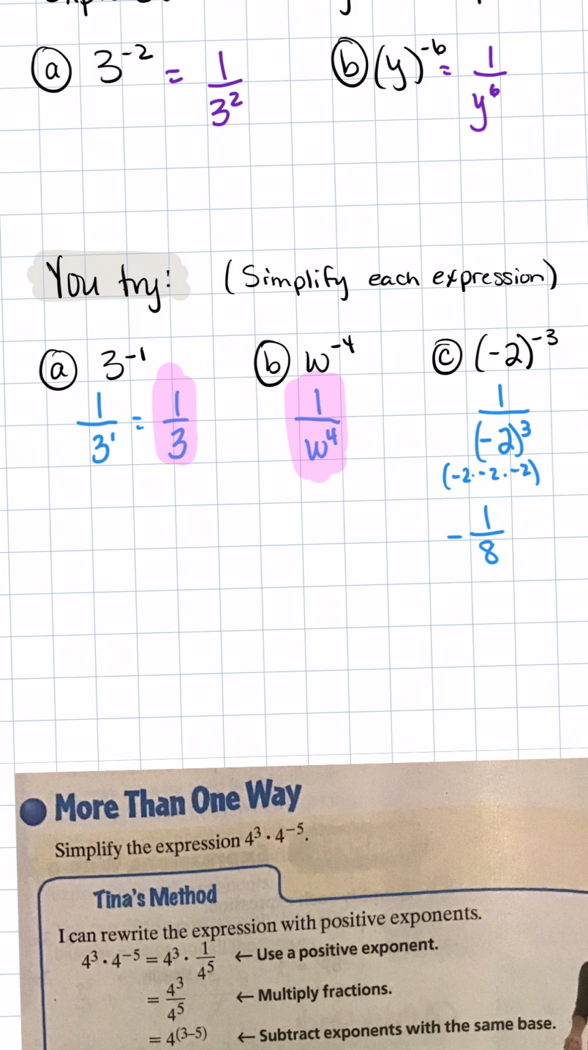And then this last one was a little more tricky. So when you're flipping it, you really are only turning the exponent into a positive. And so once I did that, I did 1 over negative 2 to the third power. That's like saying negative 2 times negative 2 times negative 2, which equals a negative 8. So therefore, my answer is going to be negative 1/8.